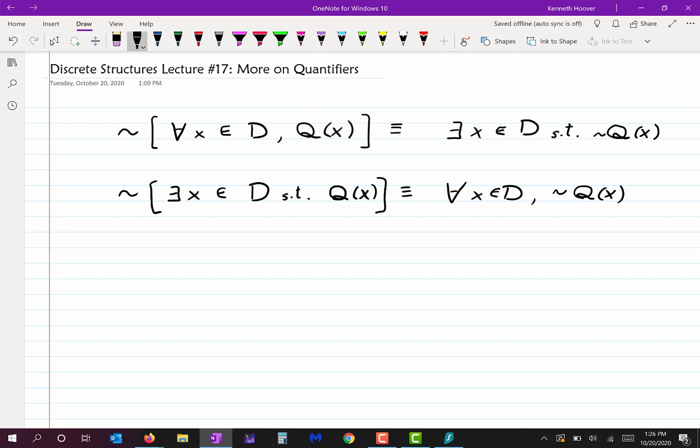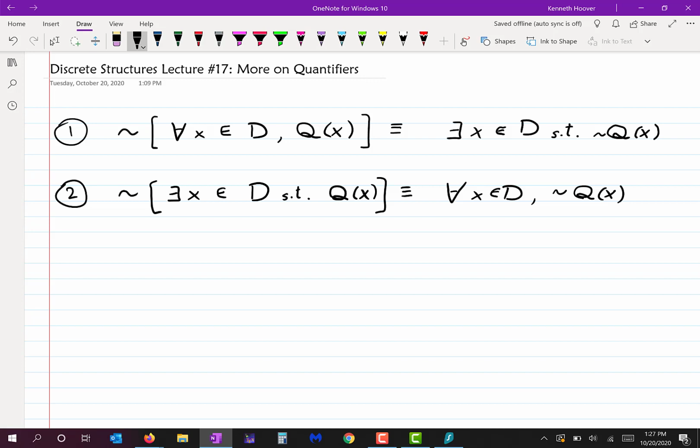And that's very different than saying not every car is blue. So here's how you negate a universal statement. Here's how you negate an existential statement. Very, very important.